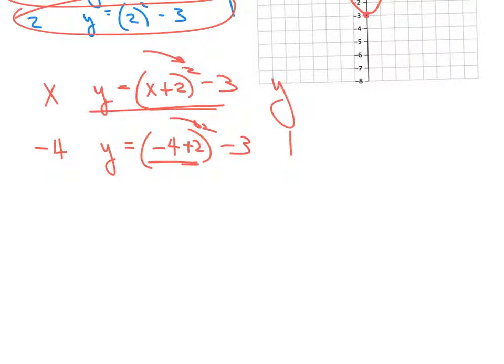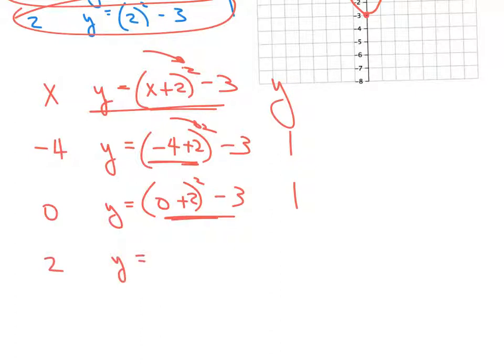I wrote it down wrong, but it doesn't really matter. We put a 0 in, and we get 0 plus 2 squared minus 3, which means 0 plus 2 is 2, squared is 4, minus 3 is 1. And if we put in a 2, y equals 2 plus 2, quantity squared, minus 3 would be 16 minus 3 is 11. So see, you're getting just a whole bunch of numbers that you can go ahead and graph and get a parabola there.